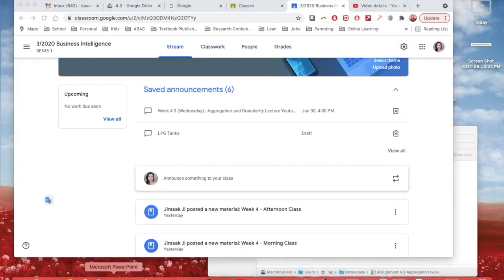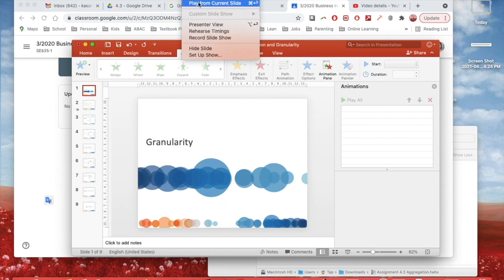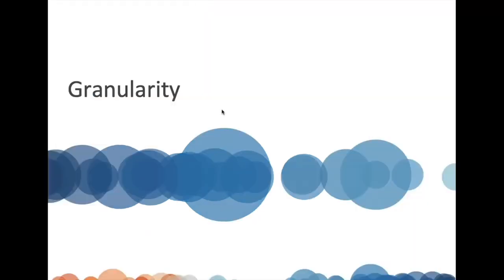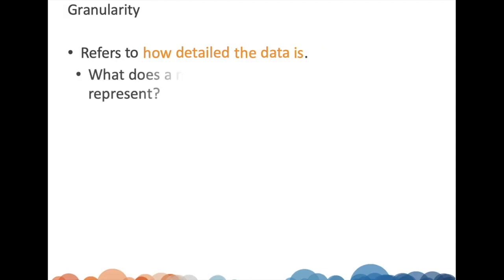Next part, we will talk about granularity. Before it was aggregation, we know that by default, Tableau will do aggregation. And granularity is the opposite of aggregation. It refers to how detailed the data is. An example is: what does a row or record in the dataset represent?